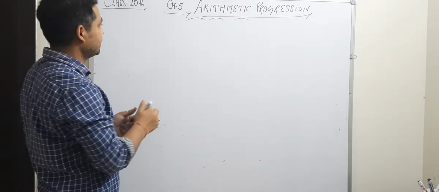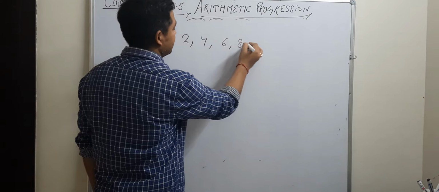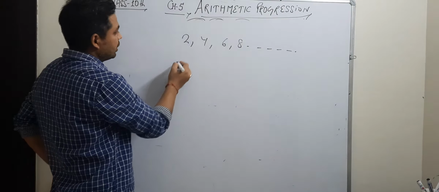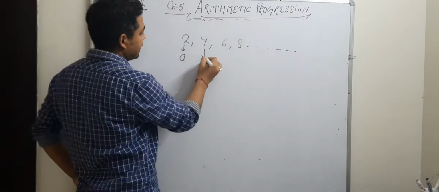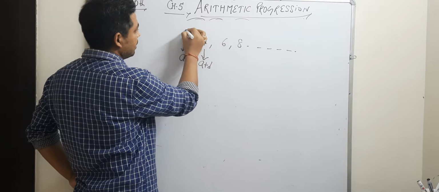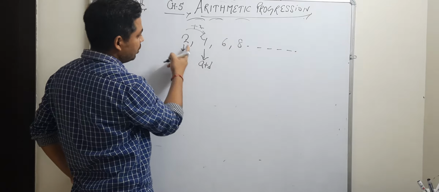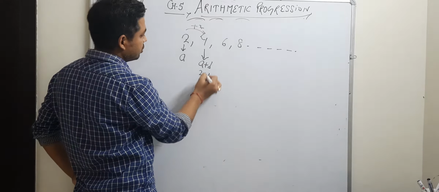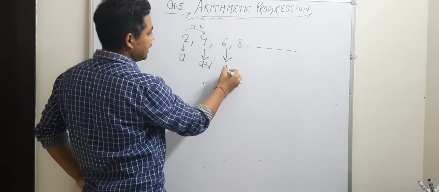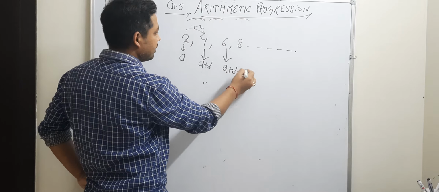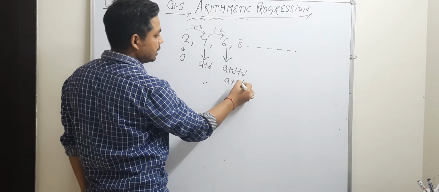Like the second type of questions can come like this. Suppose this is the AP. Okay, so we know that the first term is A. So can you say that the second term is A plus D? Because we are adding 2, so 2 plus 2 is A plus D. Matlab 2 plus 2, this is 4. So we are getting 4. So we can write it as A plus D. For the 6, we can write that A plus D and again plus D because 2 is added. So it will be A plus 2D.